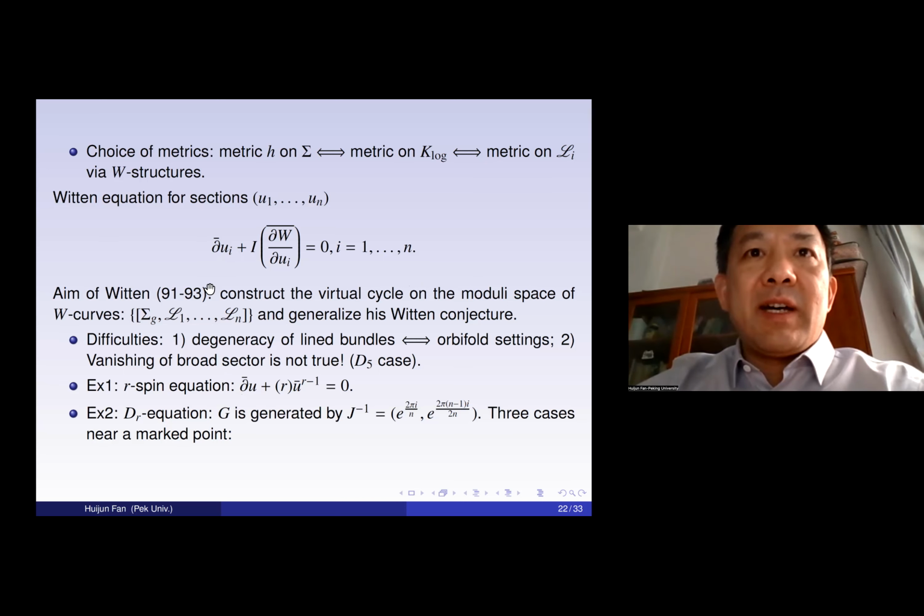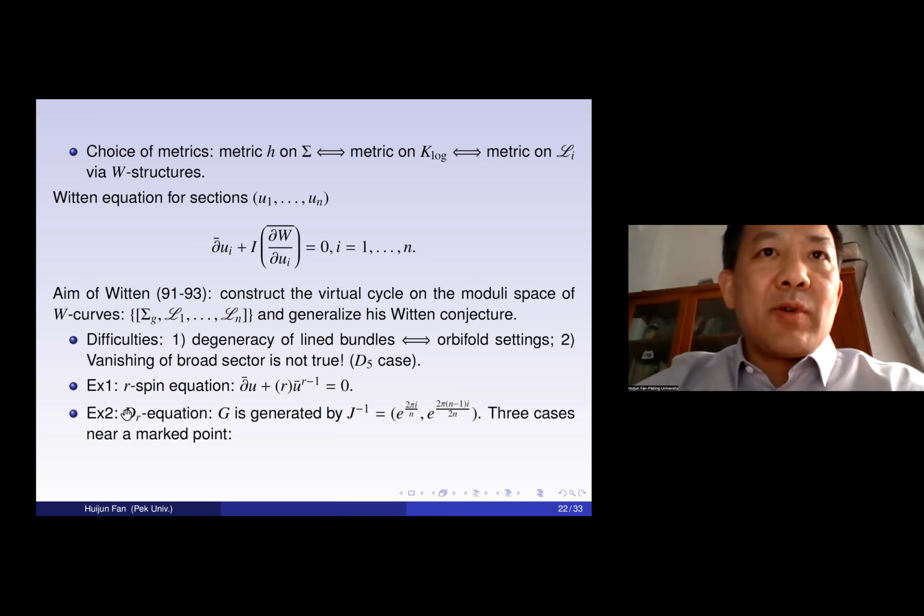Here, there are difficulties in treating this Witten equation. One difficulty is that if you want to consider a degenerate theory, you must consider the degeneracy of line bundles. This led to the discussion of orbifold line bundles, orbifold surfaces, and other orbifold objects, and there are some other very difficult problems.